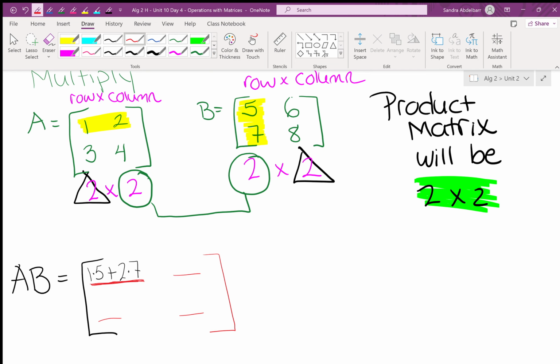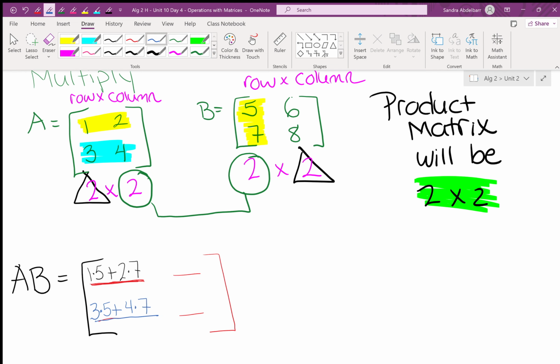Okay, now what am I going to do? All right, now let's go down to the second row, and I'm going to multiply it again with the first column, and that's going to be our element right underneath that first element. So now I'm going to do the same thing. I'm going to do 3 times 5 plus, what do you think? 4 times 7. You got it.